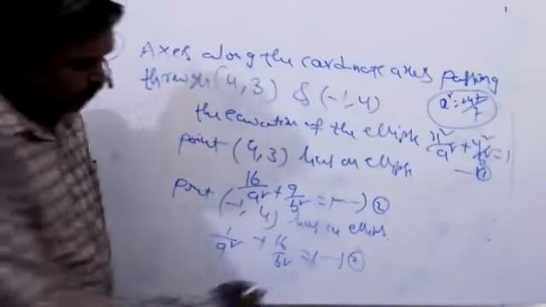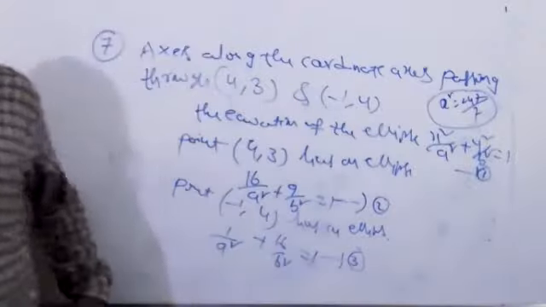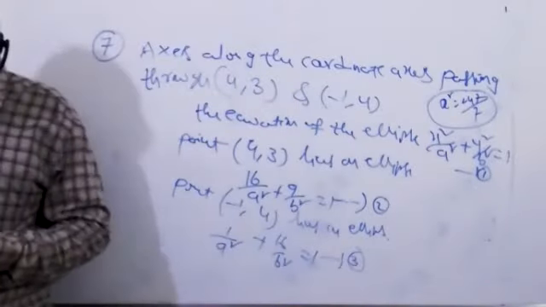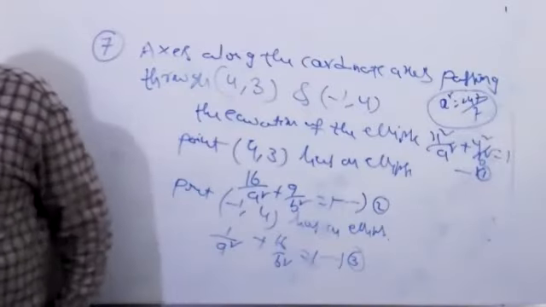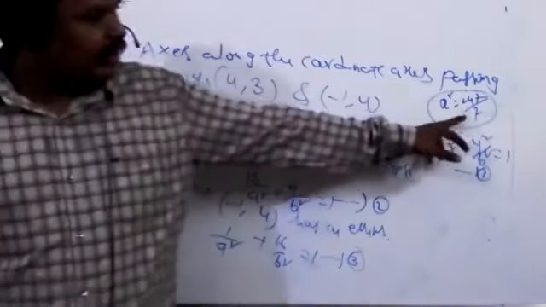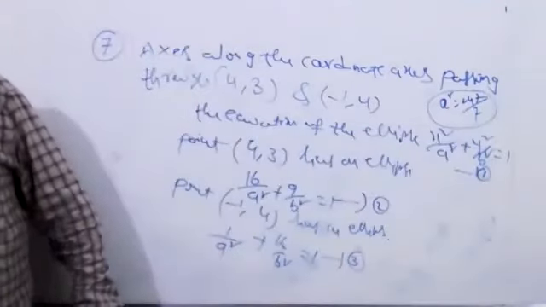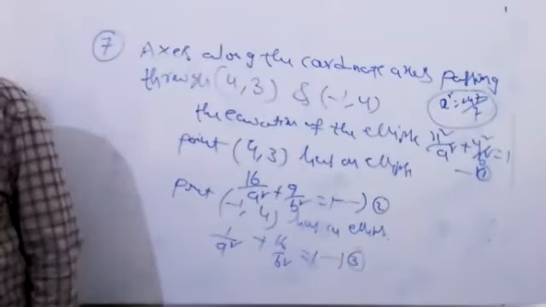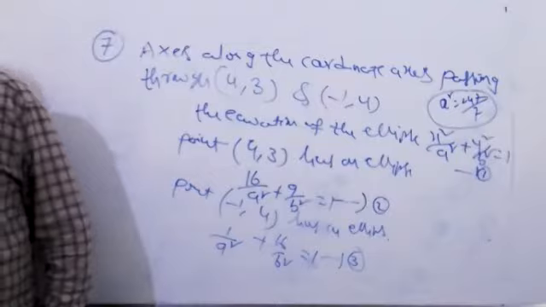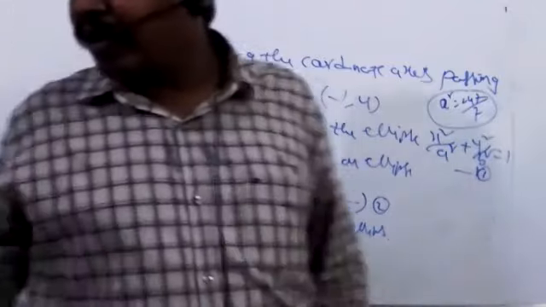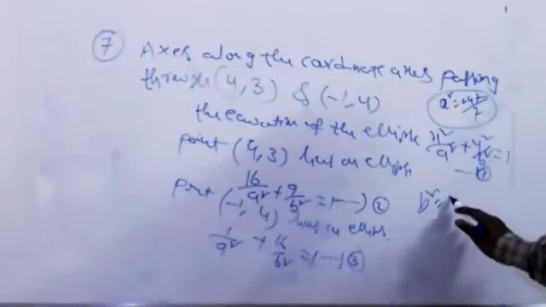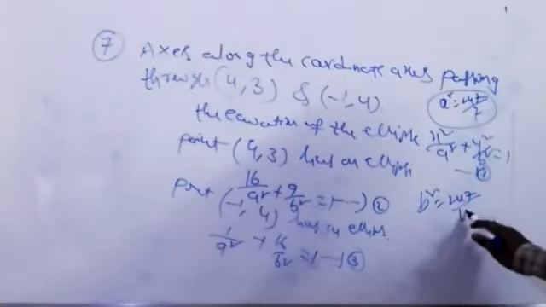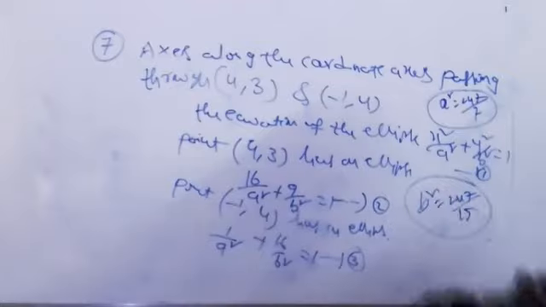So 247 upon 7 or 247 upon 15? 247 upon 7 is a square. B square is 247 upon 15.